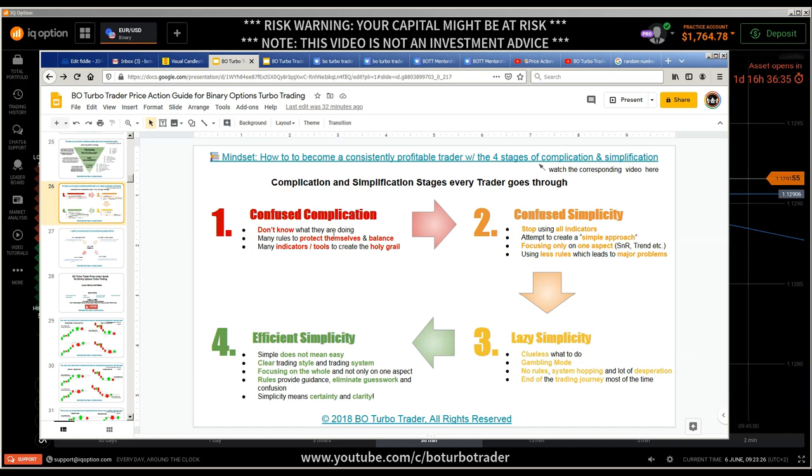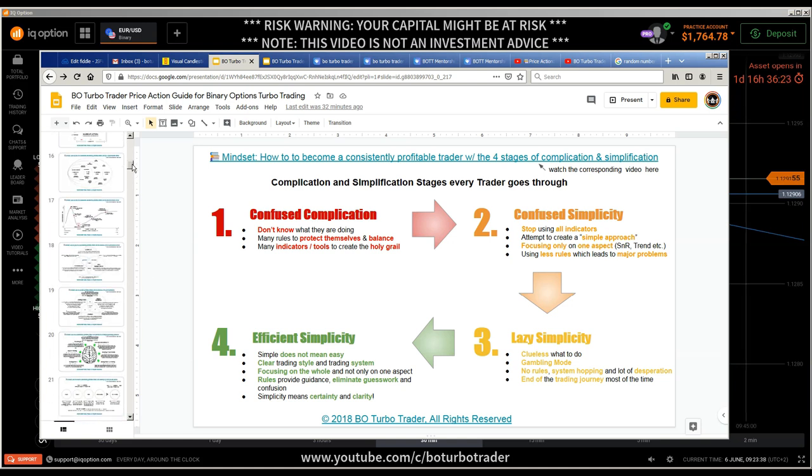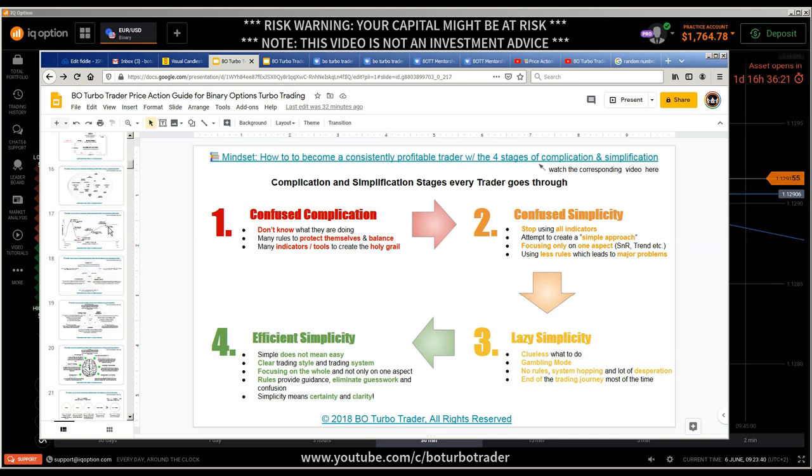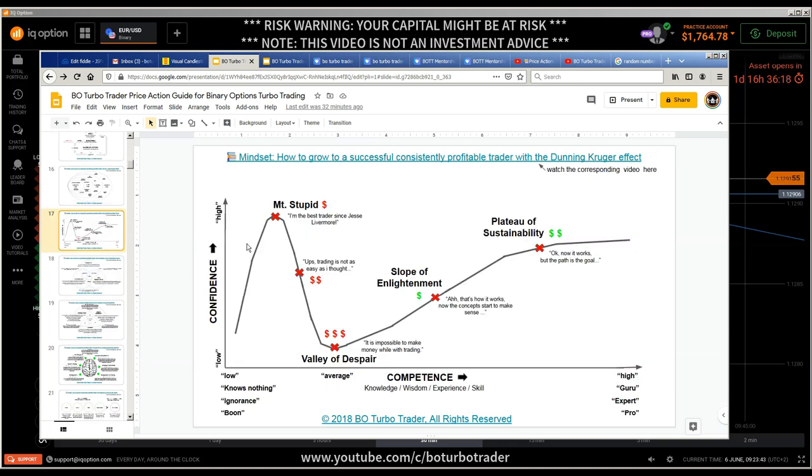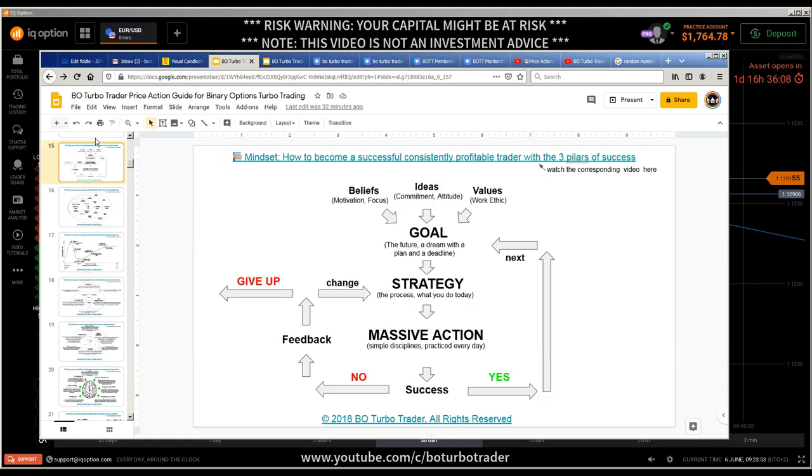So, okay, confused complications. That is the first stage. That is most probably and mostly the beginning. The beginning is the confused complication. I have explained this here. Let me show you this. That is this stage here, where you know nothing: ignorance, low competence. That is this one. I have to say, this is what I'm going to do also at the moment, which I have explained in the trading psychology stuff with the indicator. We have here some kind of concepts.